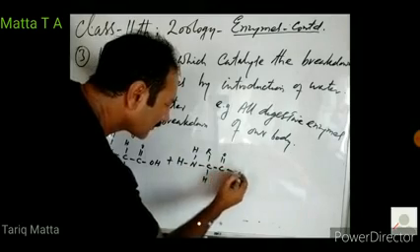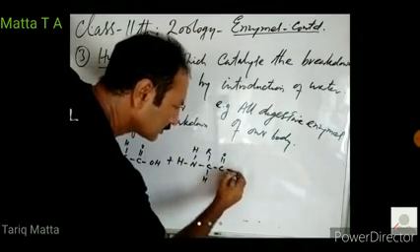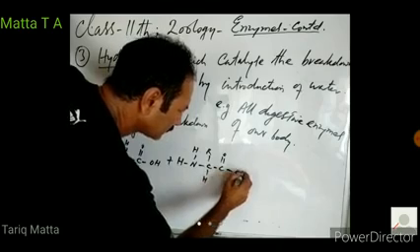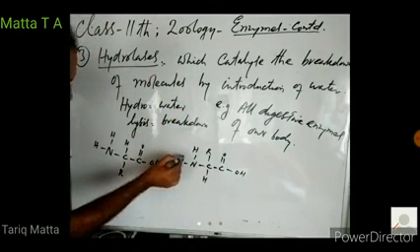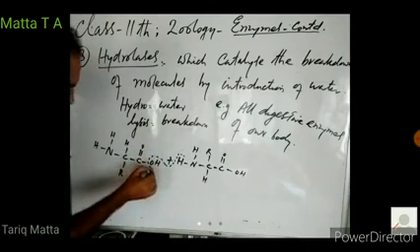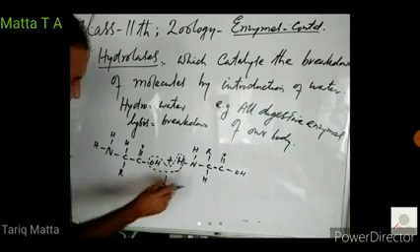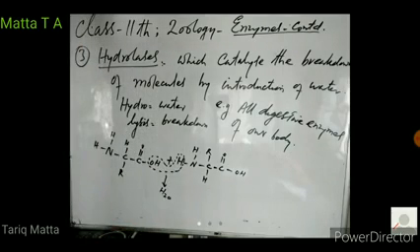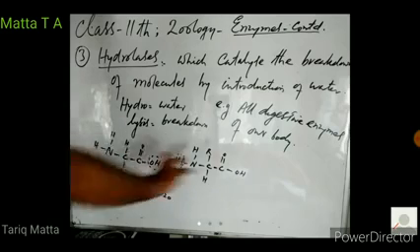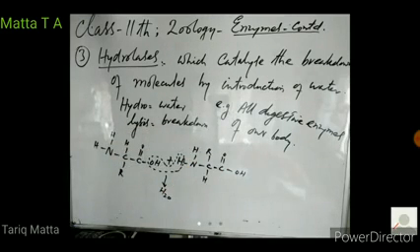Then there was another amino acid. So one amino acid combined with another amino acid by the elimination of water. So this water molecule was eliminated here. And the two amino acids had joined together by the formation of a peptide bond. Now, if we want to break this peptide chain, it was formed by dehydration synthesis.